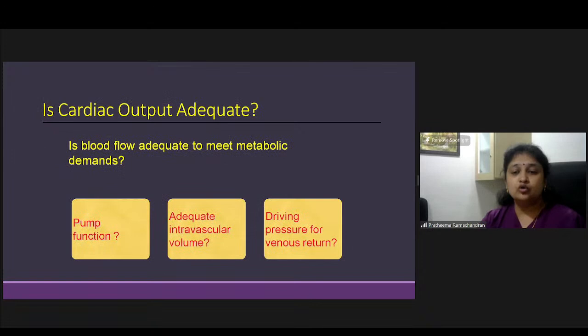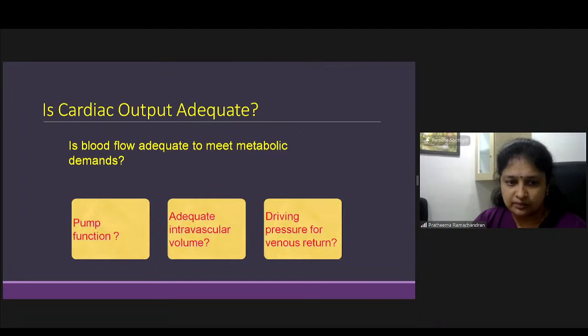So just going to the basics, just deviating away from our clinical scenario, what are we thinking about at a subconscious level? So is the cardiac output adequate? As I told, there is no single normal cardiac output. It is going to be whether adequate or not. So what do we have to know? Is the blood flow adequate to meet the metabolic demands?